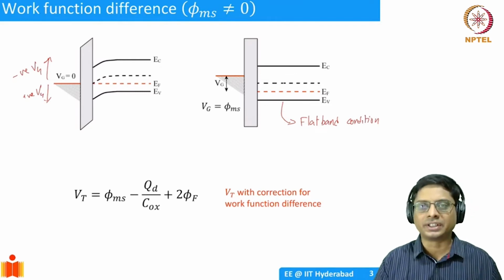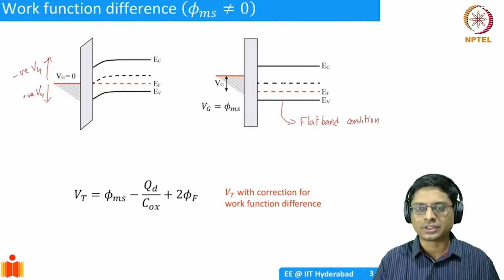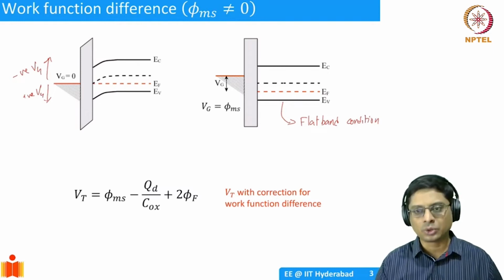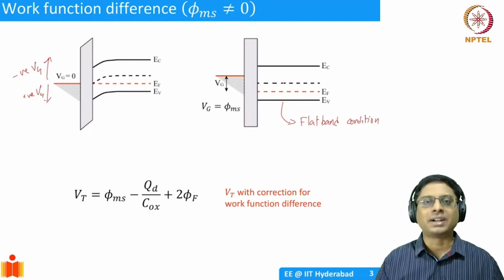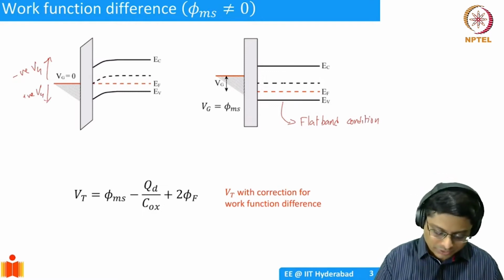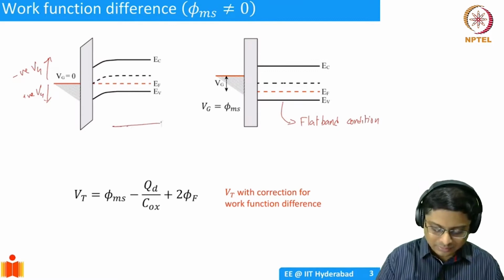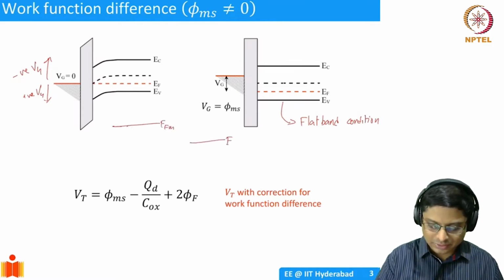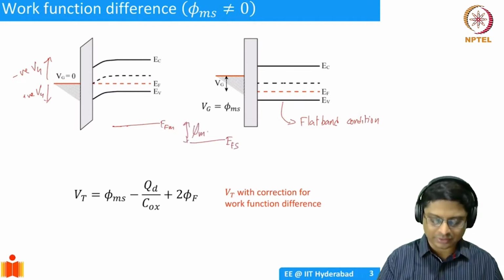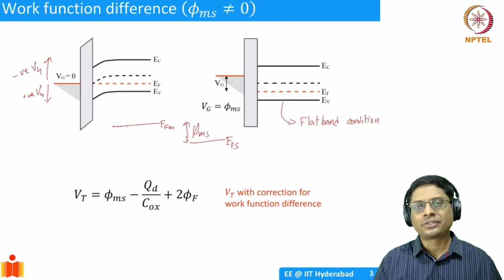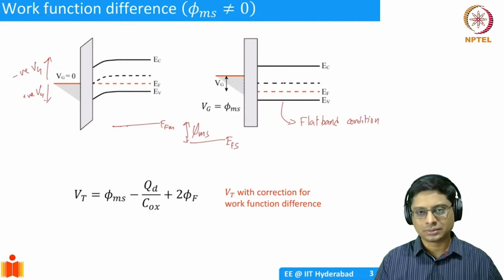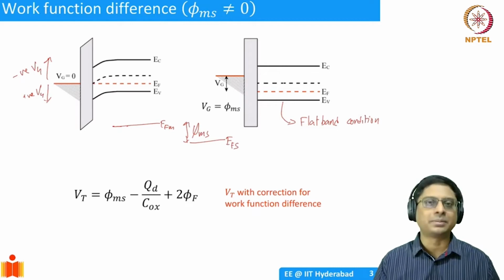This is what we studied: in an ideal semiconductor, this was happening at no applied gate voltage. But if you have a work function difference, then there has to be a certain applied voltage to go back to the flat band condition. How much is this voltage? You have this EFM, and then there's the EF of the semiconductor. The difference between them is phi ms. If you apply phi ms of voltage, then you can take the MOS capacitor back into the flat band condition.